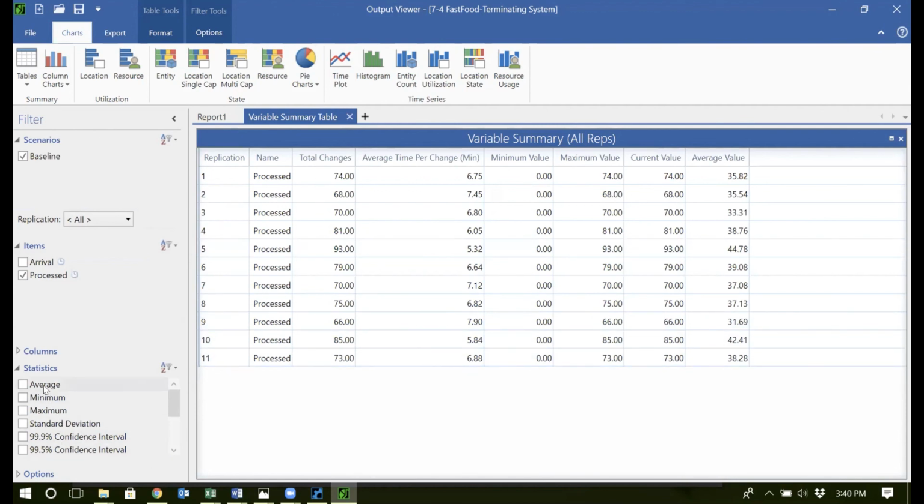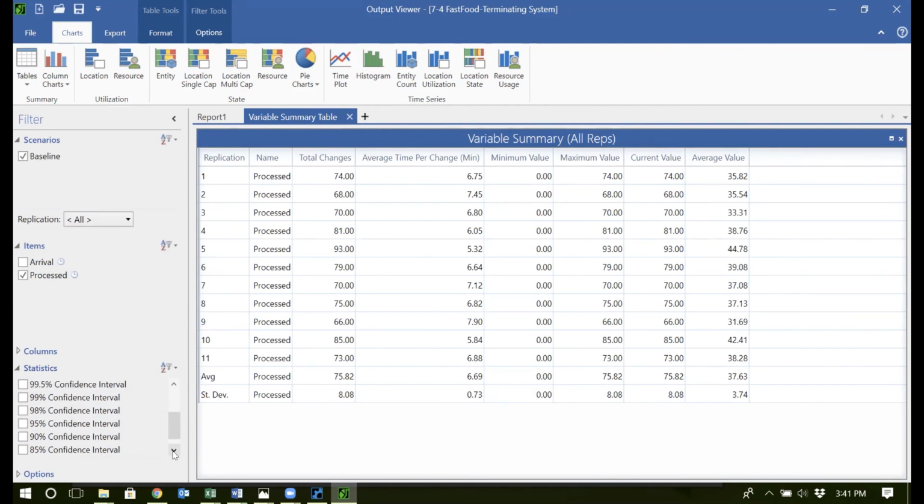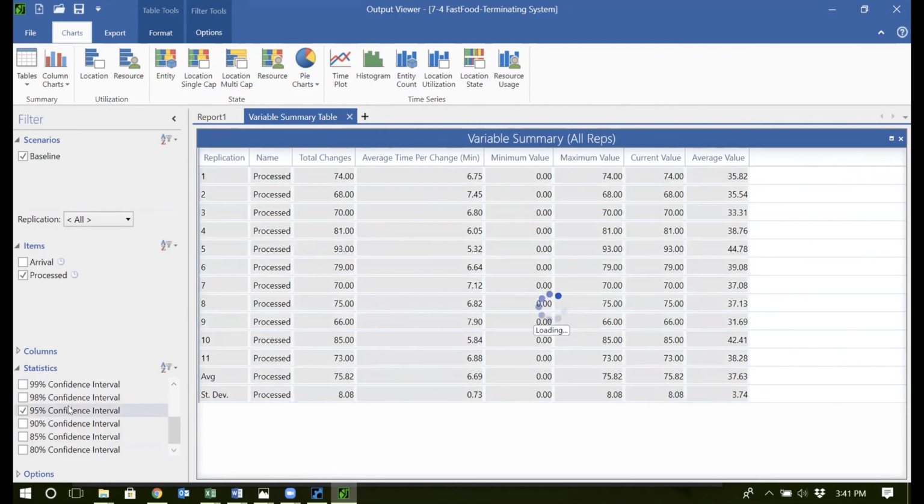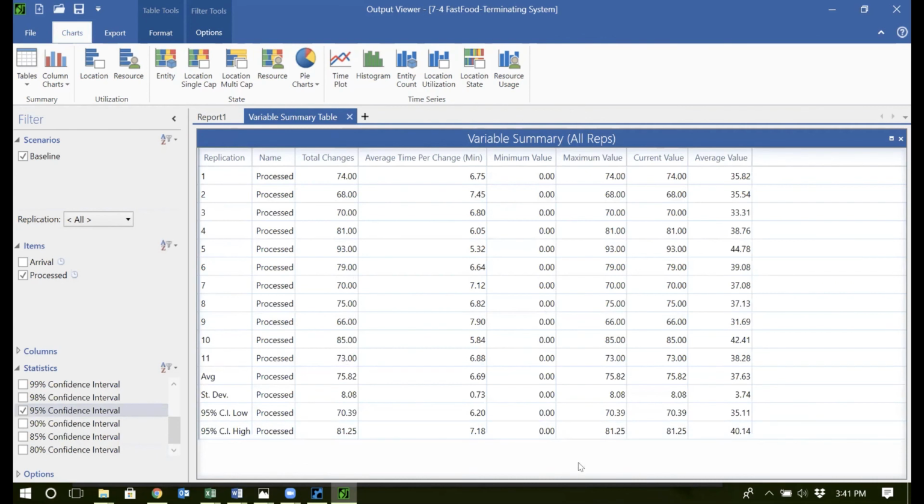And what I want to show is the average. Obviously, that's the number that I'm going to report. And it doesn't hurt to know a standard deviation. And I also want to know the 95% confidence interval. So I have the average, I have the lower bound, and I have the upper bound for the confidence interval.